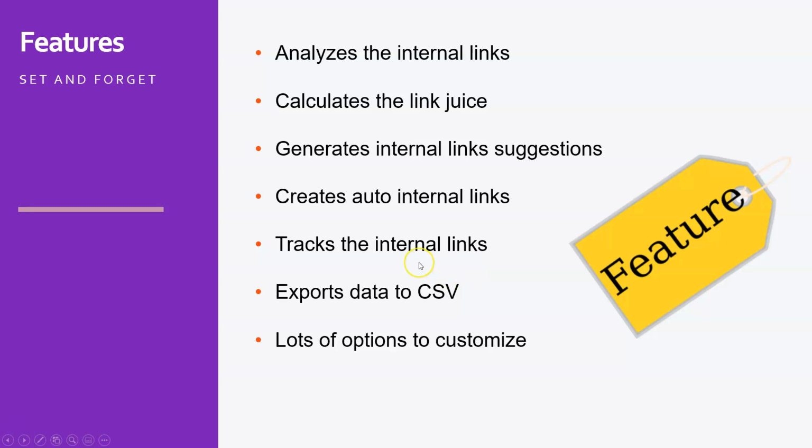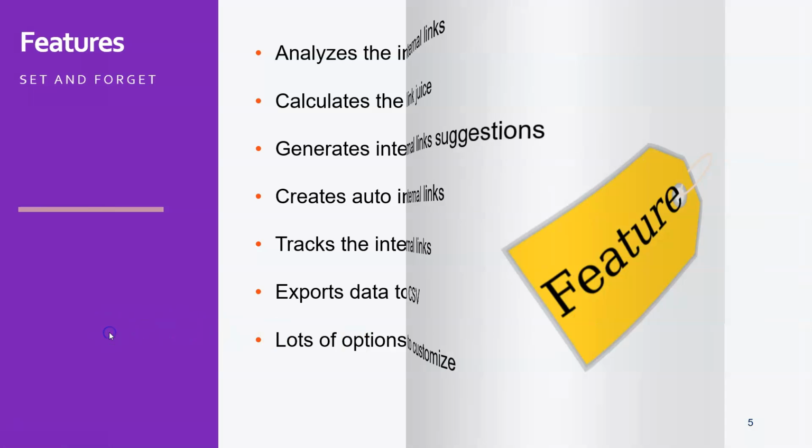It will track the internal links so you know how many people visited, for example, those links. You can export all the data to CSV for further analysis. And there are a lot of options to customize. For example, if you don't want 100 auto links on one page, you can set a maximum of that. That's just one of the things you can optimize. But there are a lot of options that you can customize.